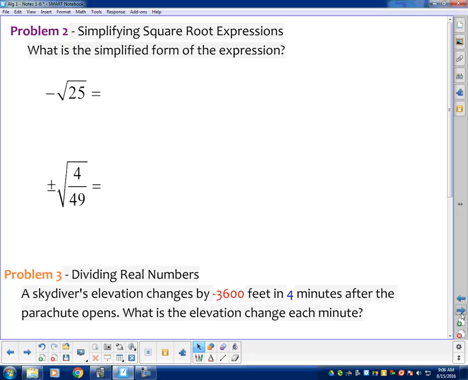Simplifying square root expressions. What is a simplified form of the expression? You'll see that there's a negative sign out in front of the square root. Square root of 25 is 5. You may know that perfect square. So we just take the square root, which is 5, and then apply the negative sign. That can also be done on the calculator.